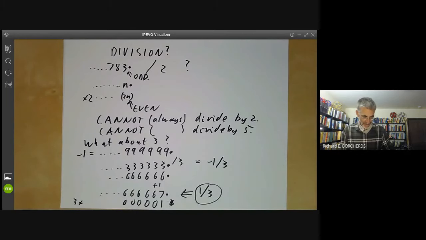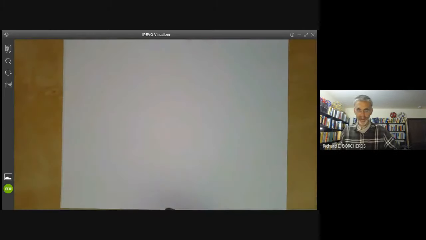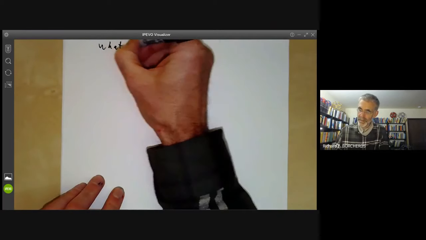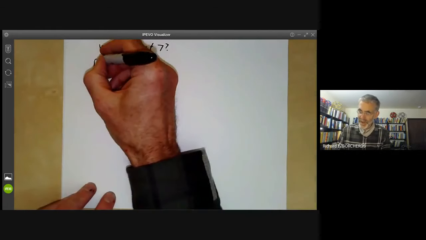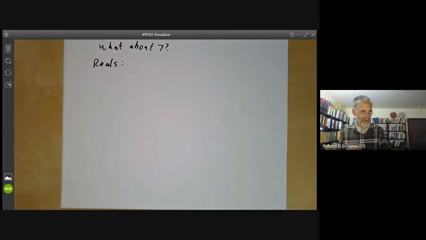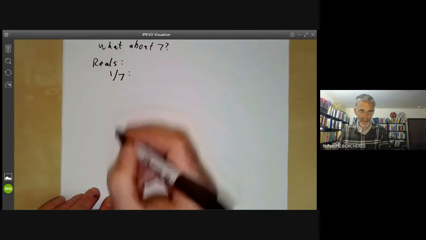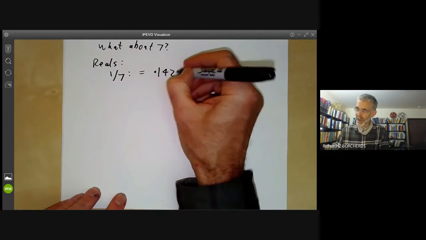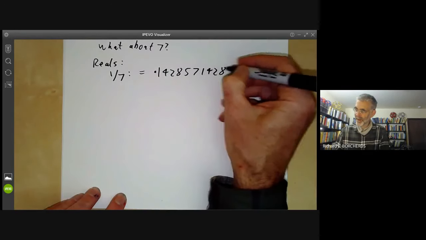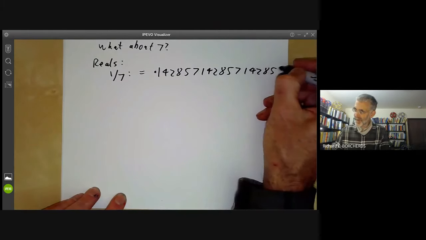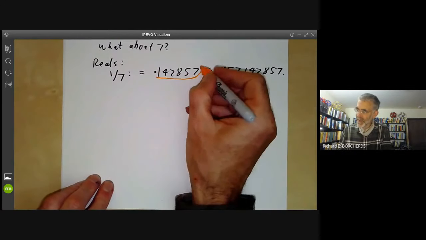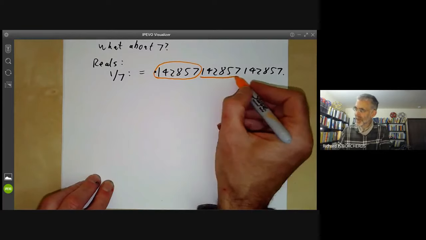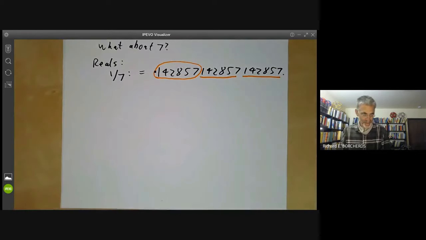Well, let's try doing 7 and see what happens. Let's try it first for real numbers. What happens if we take 1 over 7 for a real number? Well, this gives us 0.142857142857 and it just keeps on repeating forever. If you notice, it's got this sequence 1, 4, 2, 8, 5, 7, and the same thing occurs there, and the same thing occurs there.